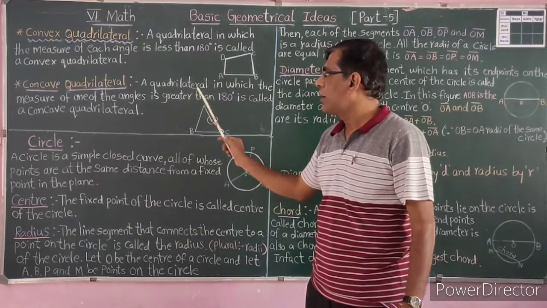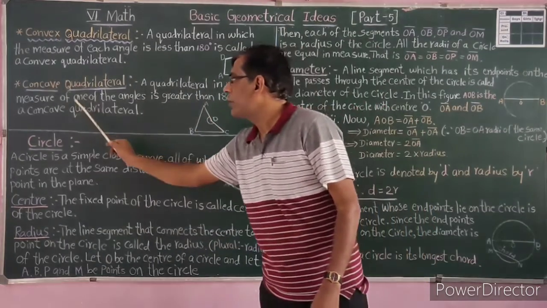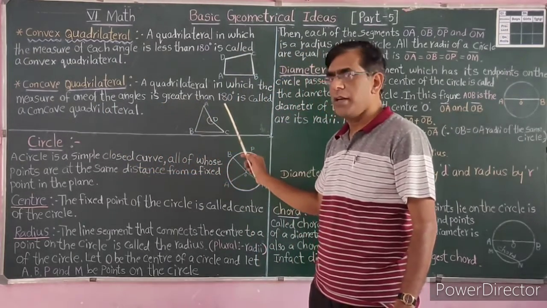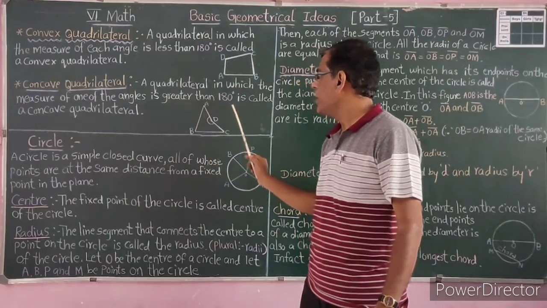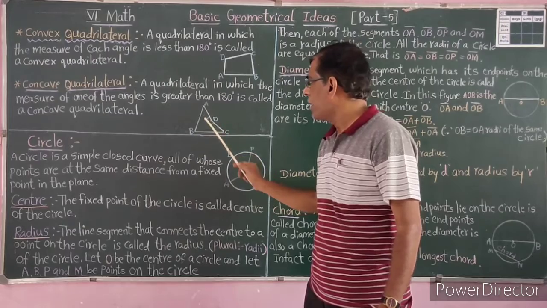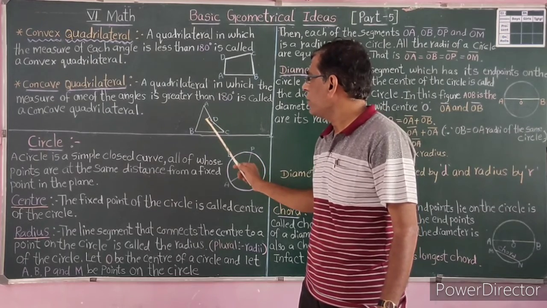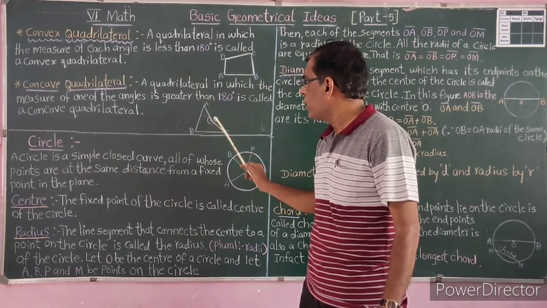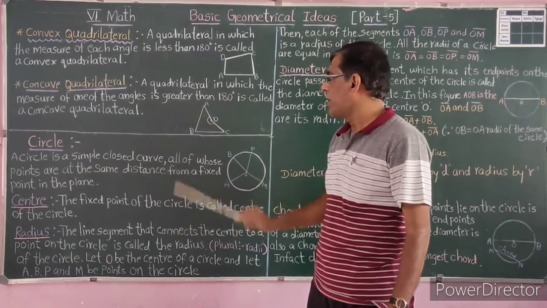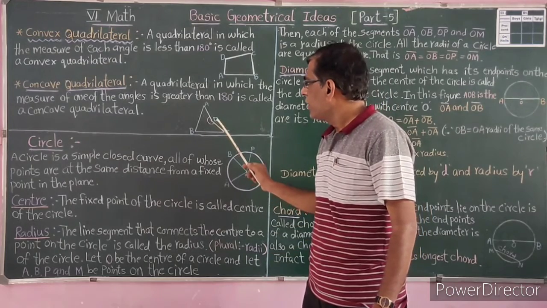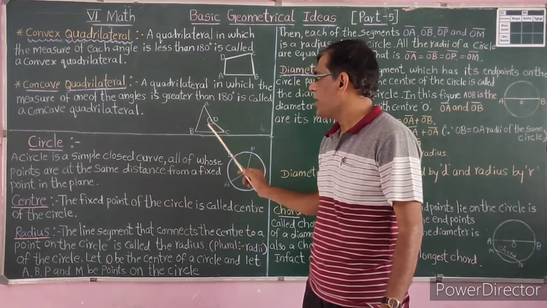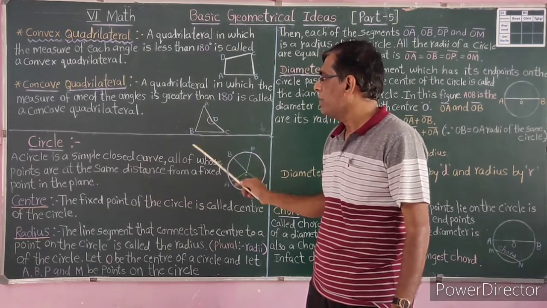Concave quadrilateral. A quadrilateral in which the measure of one of the angles is greater than 180 degrees is called a concave quadrilateral. In this figure, angle D is greater than 180.